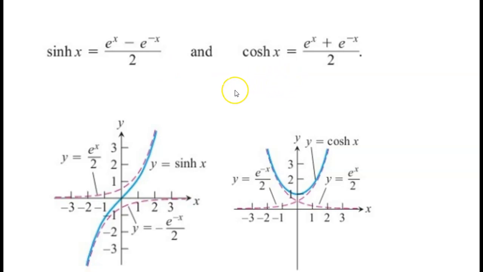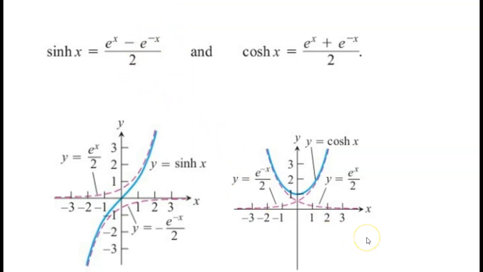And as you might expect, this will affect their Pythagorean identities. If you look at the two graphs at the bottom of the screen, the red dashed lines are the graphs of e to the x divided by 2, the front part of each of the definitions, and the graph of e to the negative x divided by 2, the back part of each of these definitions.